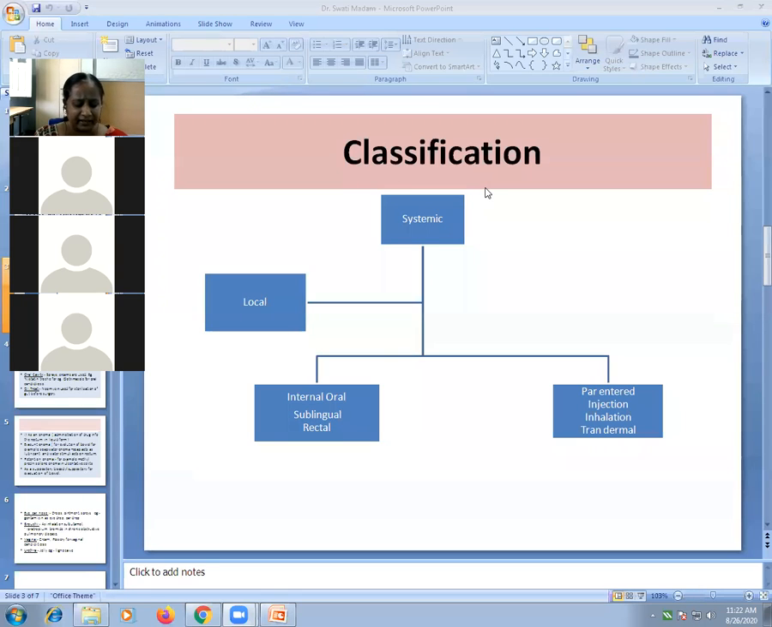Understood? Did you understand intramuscular? Yes, ma'am. Did you understand intravenous? You must have understood by now. Yes, ma'am. Understood. Okay, okay. Okay. This is all about routes of administration.